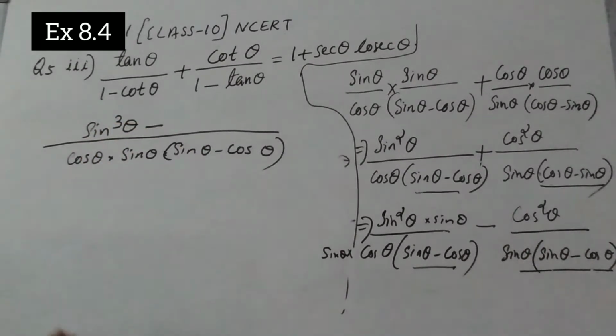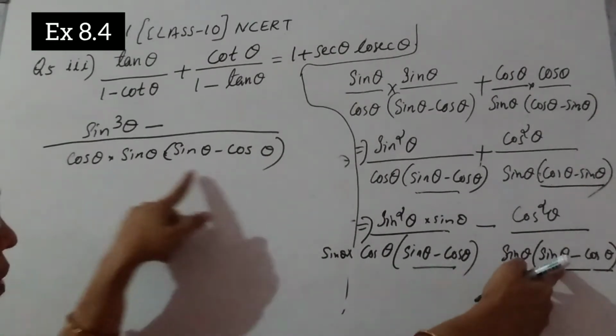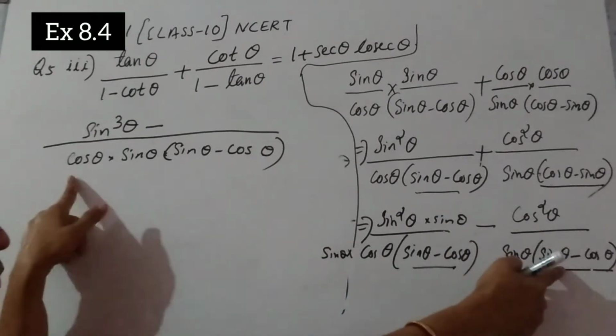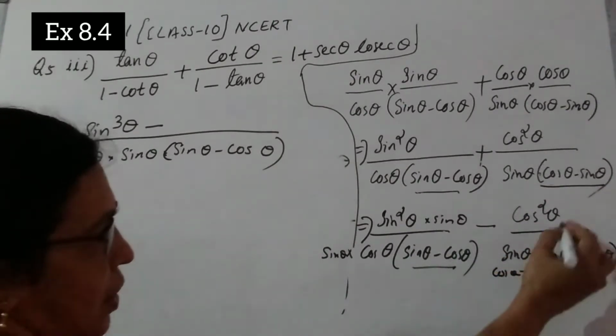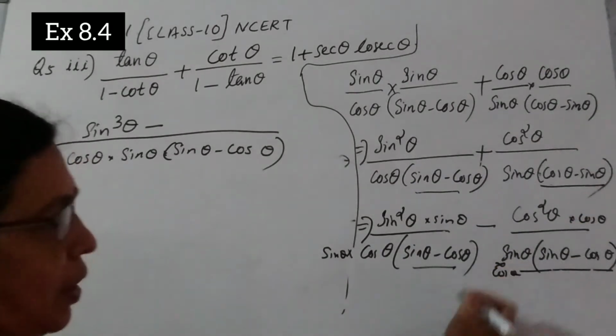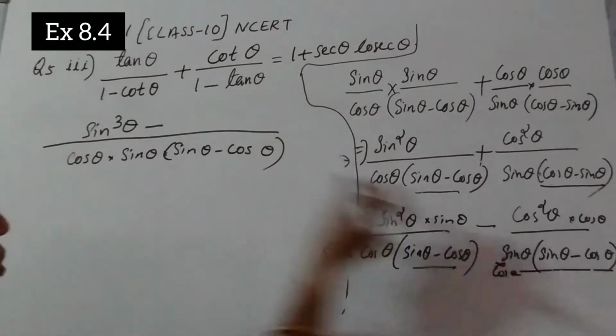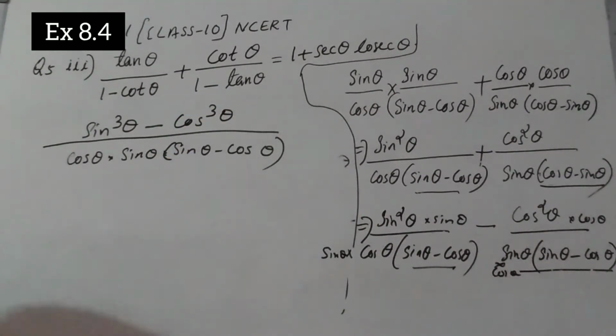Now minus, same way here you see sin theta is there, sin theta minus cos theta is there. Now what is not there? Cos theta is not there. So if you multiply by cos theta here, also you should multiply by cos theta. Okay. So cos square theta into cos theta will become what? Cos cube theta. So simplification over, LCM over.